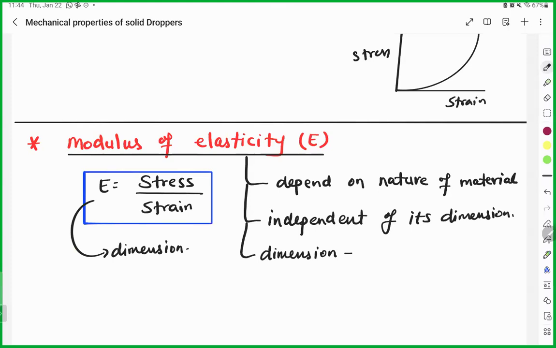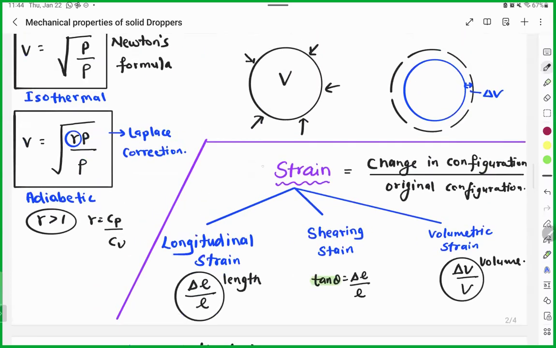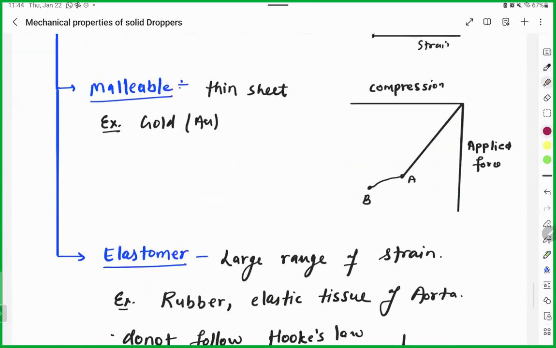Yes. Because, see, strain does not have a unit. No unit, because length by length, no unit. Important: volume by volume, no unit. Length by length, again, no unit. So strain does not have any unit.